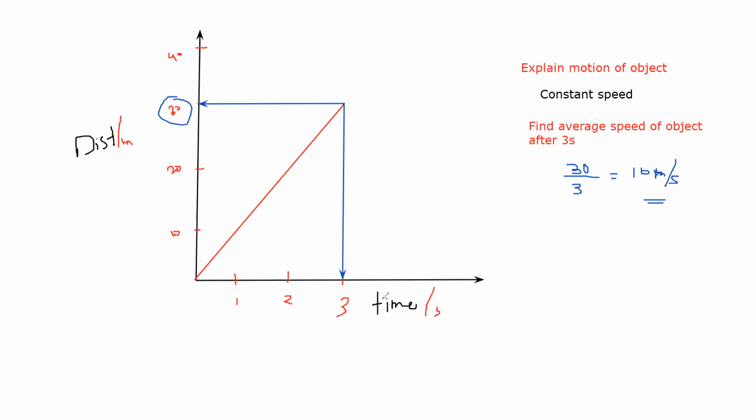Is it clear? The average speed of the object is the total distance over total time. So the total distance traveled is equal to 30, and the total time interval, the time it took, is equal to 3 seconds. So 30 divided by 3 is equal to 10 meters per second.